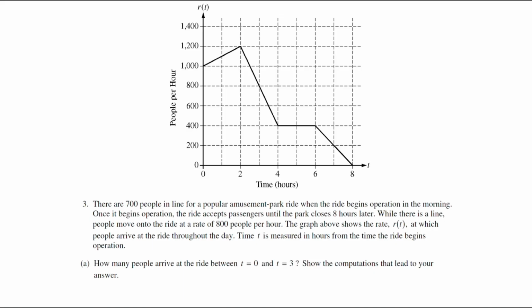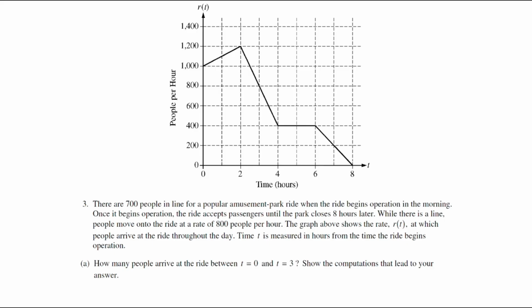All right, this is question number 3 from the 2010 AP Calculus AB exam. It's another rate FRQ. We're given a graph here of R of t, which is the rate at which people arrive at a ride at an amusement park. And the question tells us that we have 700 people in line for this ride when it begins operation in the morning. And when it opens, it accepts passengers for 8 hours until it closes.